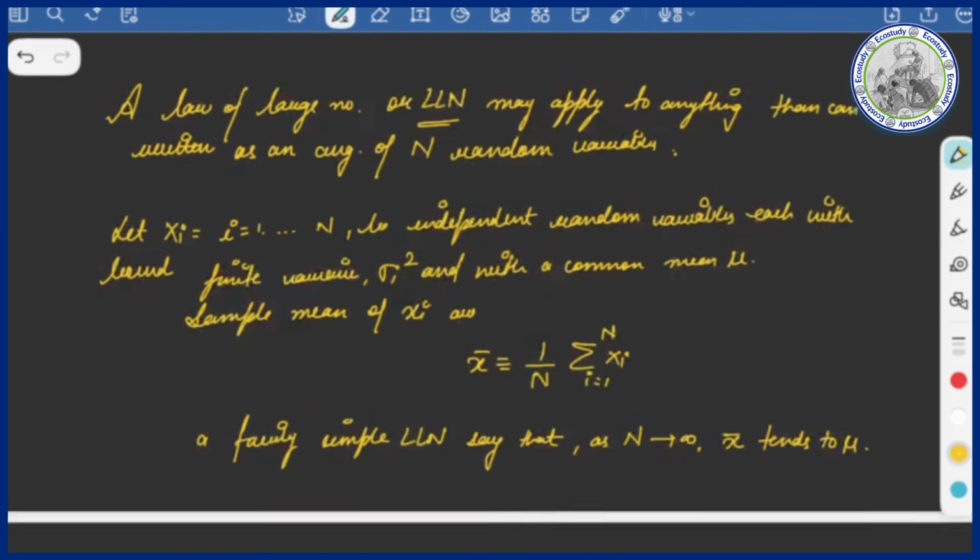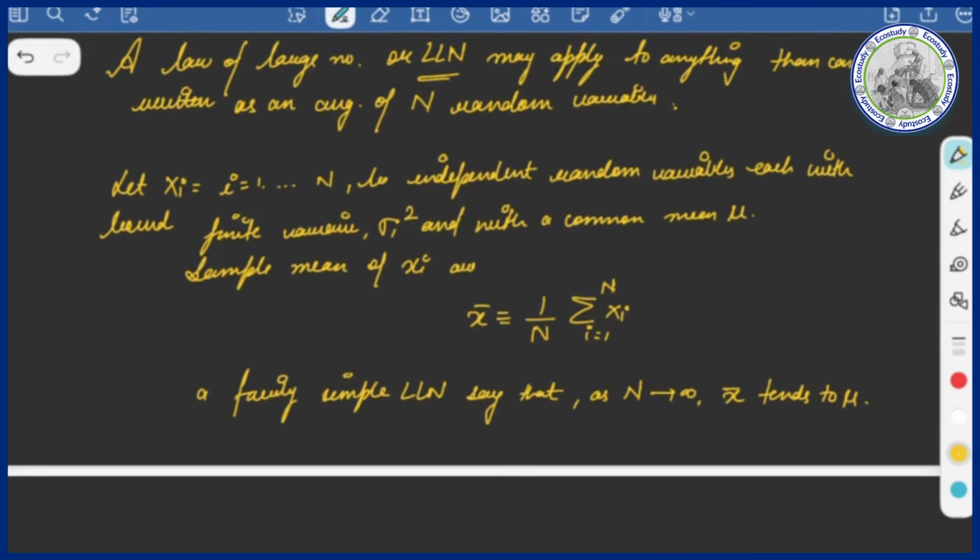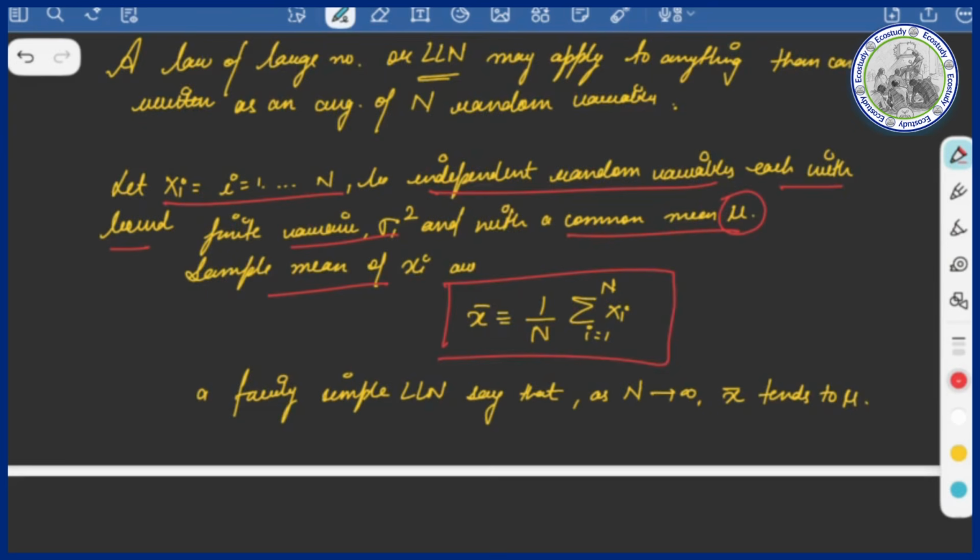So this is a law of large number. What does it mean? It means that if Xi, i from 1 to n, are independent random variables, each with bounded finite variance sigma square and a common mean, which we have written as mu, then the sample mean is just X bar is equal to 1 upon n sigma Xi. So a fairly simple LLN says that if n tends to infinity, like if n becomes 1000, 10,000, then X bar tends to the population mean.